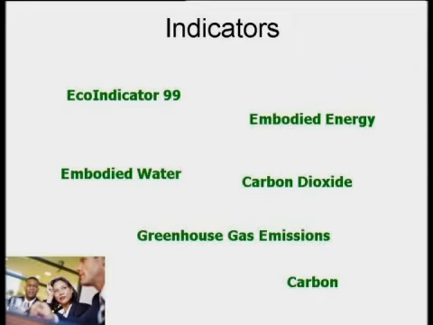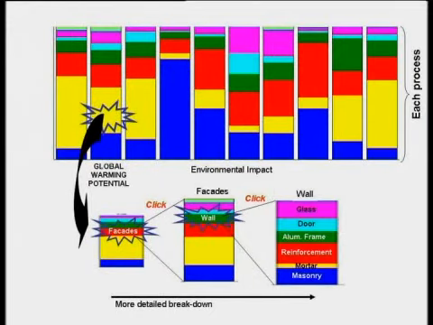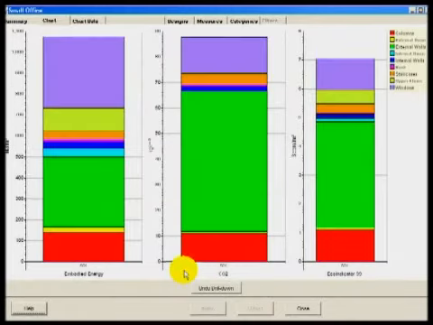While focusing on life cycle assessment to determine relative impacts of a building on the environment, LCADesign also provides a range of additional indicators in the one tool. The alternative indicators include embodied energy, embodied water, carbon dioxide, and combined greenhouse gas emissions, as well as a measure of carbon content in anticipation of a carbon content trading. Drilling down to component level can identify hotspots.